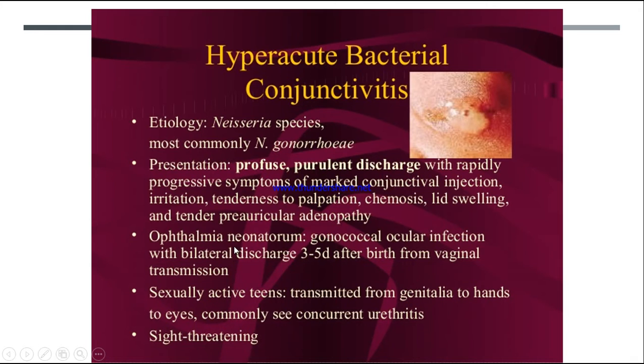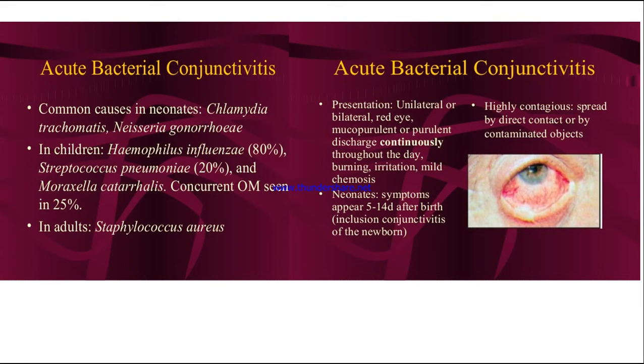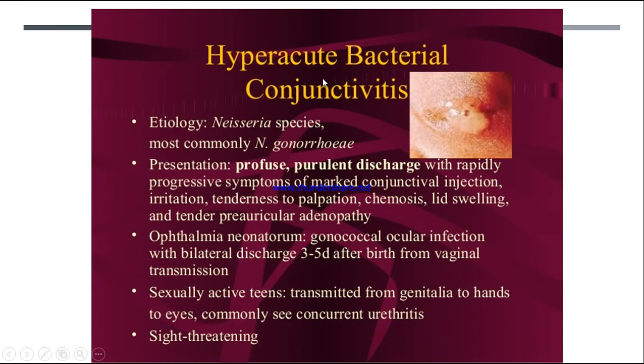Next, ophthalmia neonatorum, meaning in neonates, the gonococcal ocular infection with bilateral discharge will occur 3 to 5 days after birth. So it is totally different from acute bacterial conjunctivitis. In acute bacterial conjunctivitis, the symptoms appear in neonates 5 to 14 days after birth. But in hyperacute bacterial conjunctivitis, they appear 3 to 5 days after birth. So it is a very fast response, and it occurs from vaginal transmission.